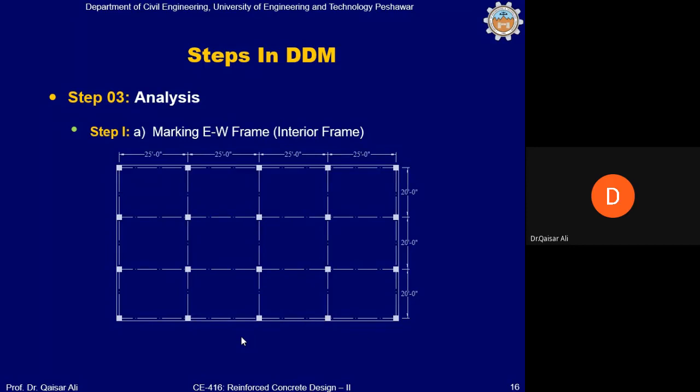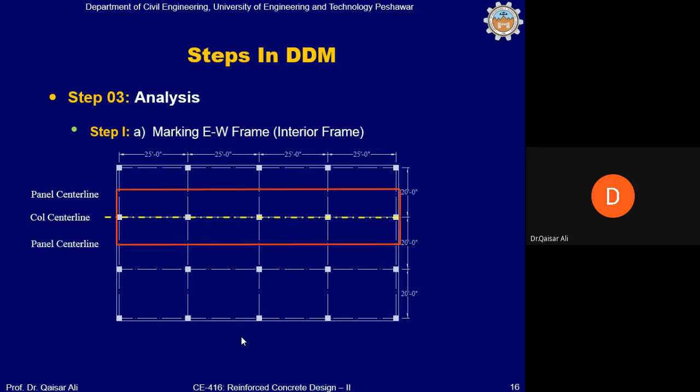So first of all, we will divide the slab system into frames, interior as well as exterior. How? Like this. First of all, for marking of an interior frame along the east-west direction, we will mark a column center line as shown in this animation by the yellow dashed line. Then we will draw another line on one side of the column center line in half of the panel, which is called the panel center line, as shown by the red solid line.